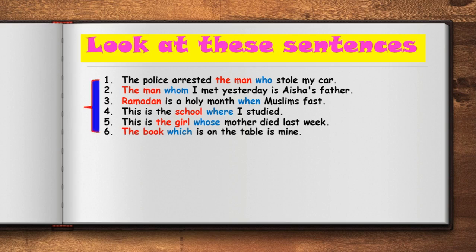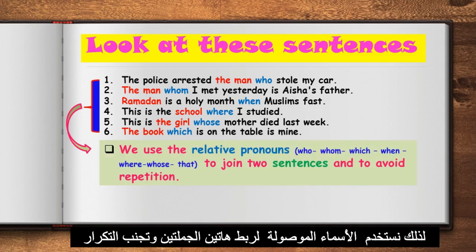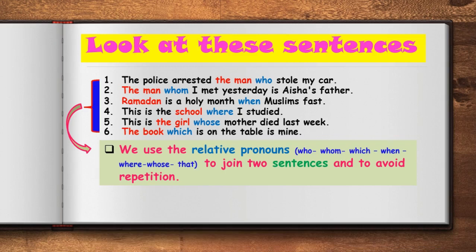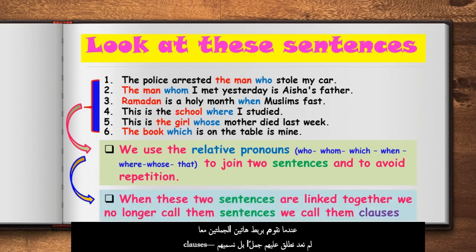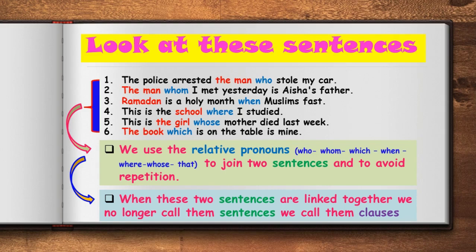All right, so from all these sentences here we know that we use relative pronouns who, whom, which, when, where, and whose to join two sentences together and to avoid repetition. But we also get that when these two sentences are linked together, they are no longer called sentences. We call them clauses.